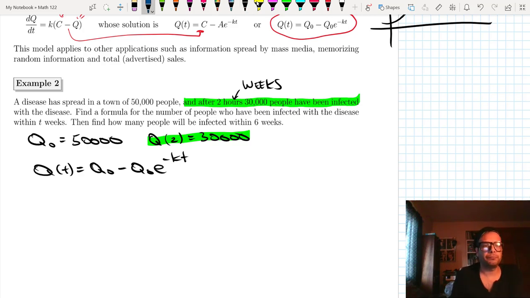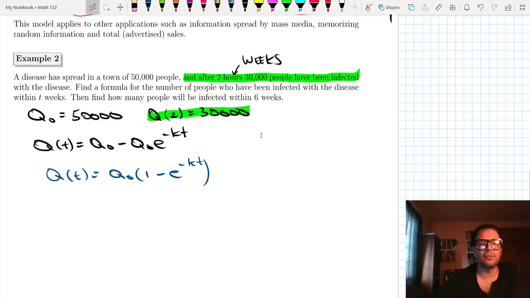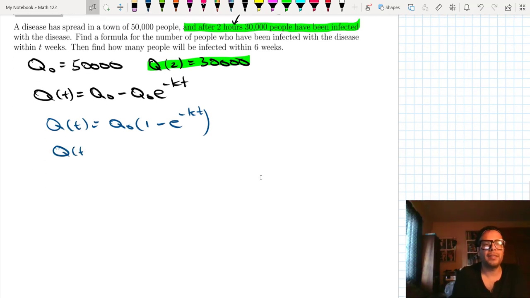We know the Q naught equals 50,000. Let me factor it out to make it even simpler. This is 1 minus e to the negative kt. That way we don't have to write that big number twice and we simplify our calculation. So Q of t will be equal to 50,000 times 1 minus e to the negative kt. We need to find k first, and we can use the initial condition that is highlighted here.